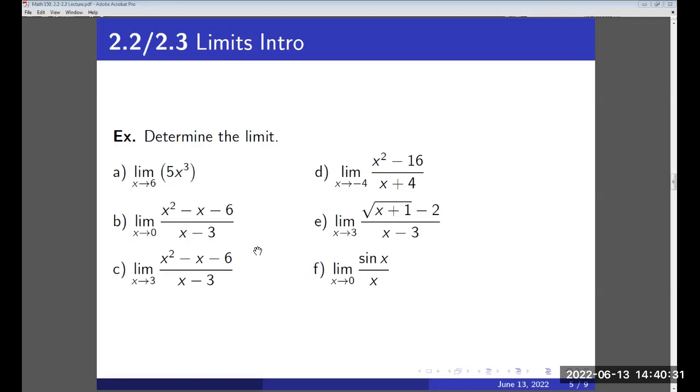Things started to get a lot trickier, and we started having to use more advanced techniques than just plugging in, things like C and D and E. Those all had a similar property to them. So we notice in C, oh, if I plug in, it's 0 over 0. Same thing with D, same thing with E, same thing with F as well.